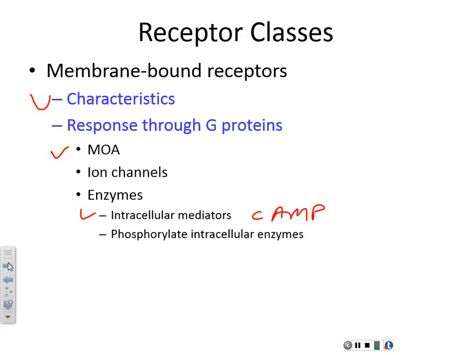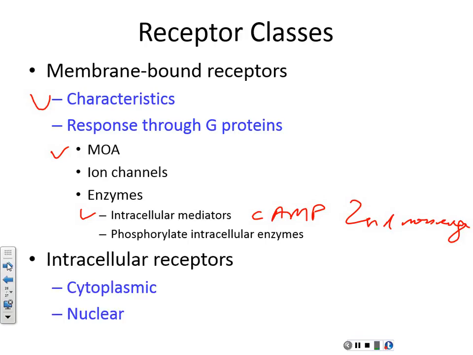Cyclic AMP is an intracellular mediator. It mediates the action of the hormone that is attached to the receptor on the outside and what's happening inside. It's kind of like a second messenger. All right, so I talked about all this phosphorylation and stuff.